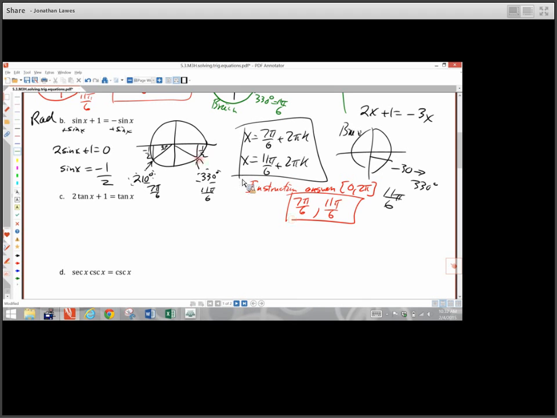Yeah, because this is right here, that's between 0 and 2 pi. And if you add another 2 pi, that would be outside of 0 to 2 pi. Make sense? Okay, so again, make sure you pay attention to the instructions.